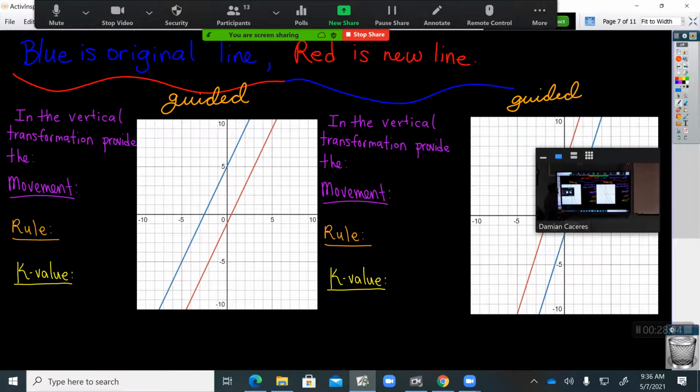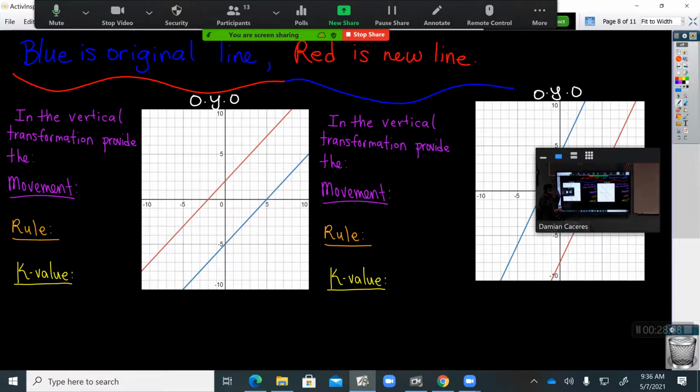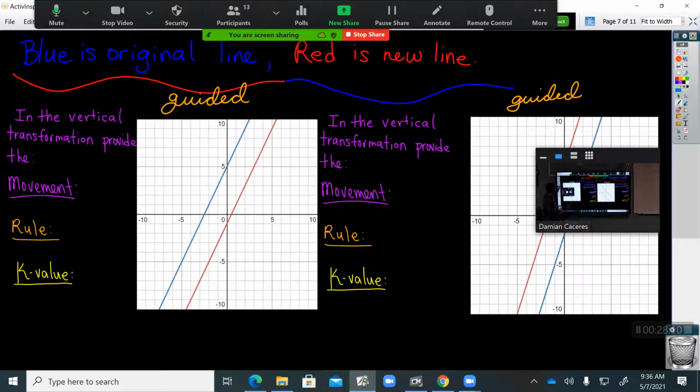Now, here we go. These both are guided examples. As you can see on the next page, you got OYO examples. So don't do any of these on your own. We're going to walk through this together, and you're going to do the same steps on the next page for your OYO questions. Okay?